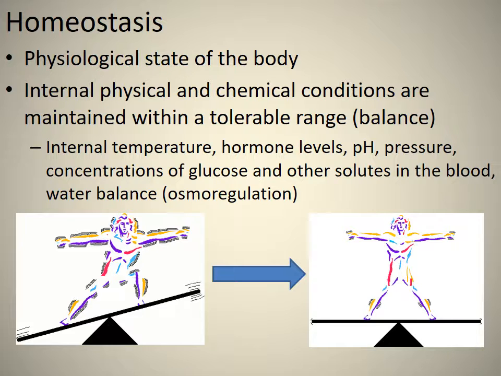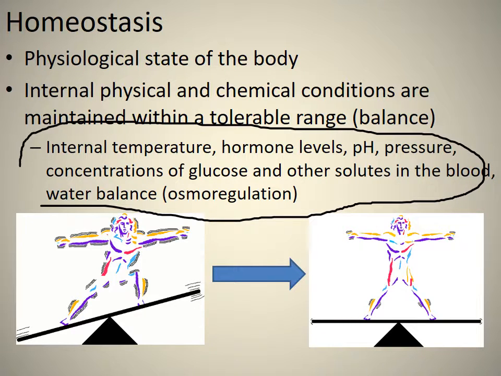And what is homeostasis? It's not just a definition, it's how our body works and functions together. Some of the things that our body tries to maintain at a tolerable range would be our internal temperature, hormone levels, pH, pressure, concentrations of glucose in the blood, maybe some other solutes in the blood, and obviously water balance. These are just some examples. There are more examples, and our body tries to always continuously monitor and maintain a tolerable range.